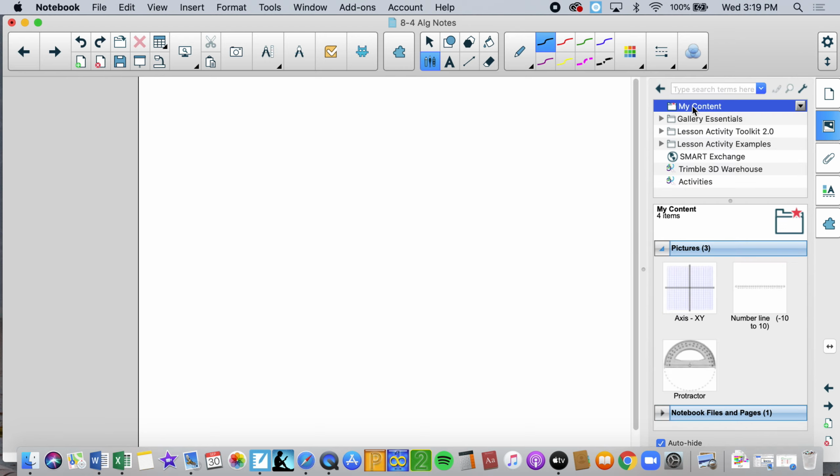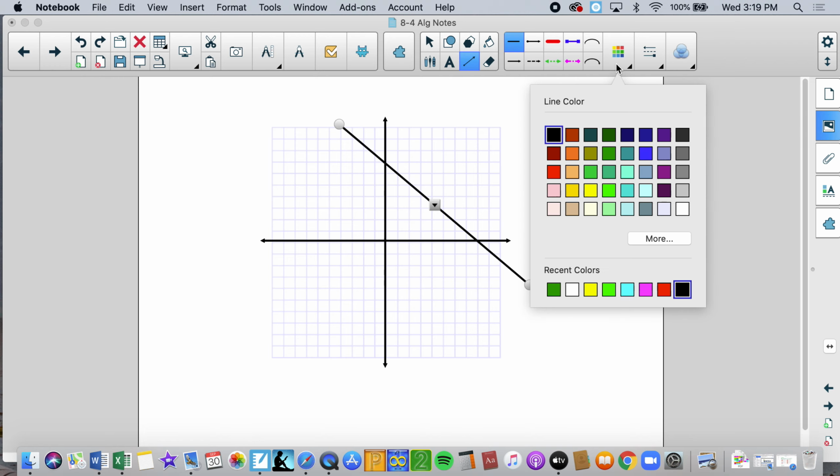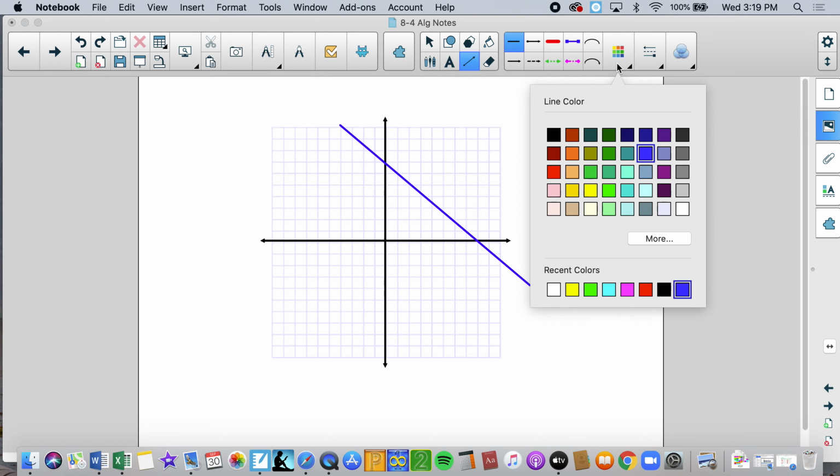If we go to here and we draw a couple lines. Let's draw that line. Well, let's change the color of that too. Now we need to differentiate colors. Let's do a red one.